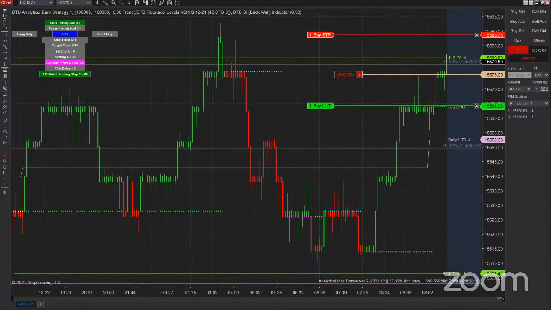You can also do this on a 5-minute chart. If you want to look at a 5-minute chart, you can compare what the price is doing on there.